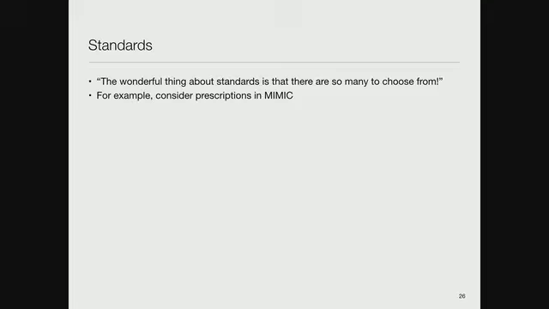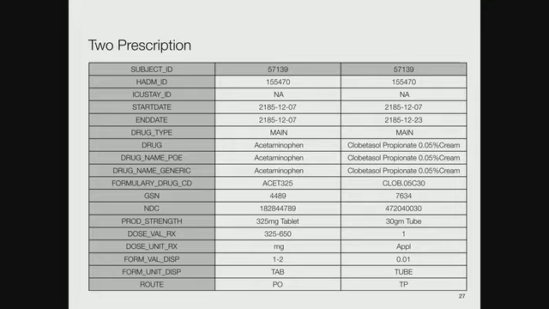So for example, if you look at prescriptions in the MIMIC database, here are two particular prescriptions for subject number 57139, admitted on admission ID 155470. They have the same start date but different end dates. One is a prescription for Tylenol, acetaminophen, and the other is for clobetasol propionate 0.05% cream. That's a skin lotion thing, I think it's a steroid skin cream.